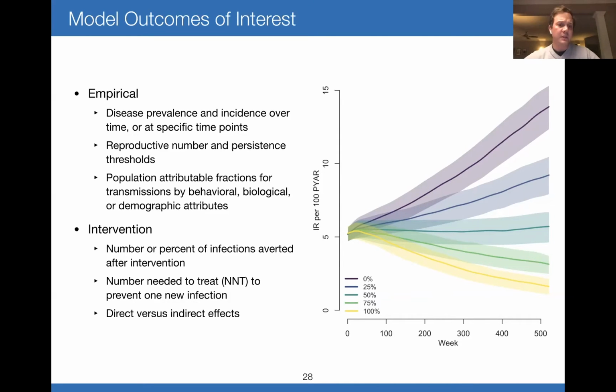And then interventions, if we're building interventions like vaccination into the model, we might be interested in tracking how much the intervention does across different scenarios. So the number or percent of infections that are averted, the number needed to treat, so how much scale up we need of the intervention to prevent one new infection, and then direct versus indirect effects, because interventions, just like the disease dynamics themselves, are also subject to this contagious process. We usually talk about this in terms of herd immunity, where people are protected by virtue of others in their contacts that are receiving protection.